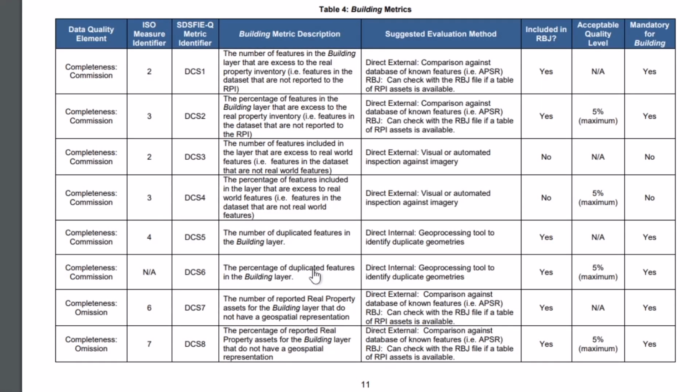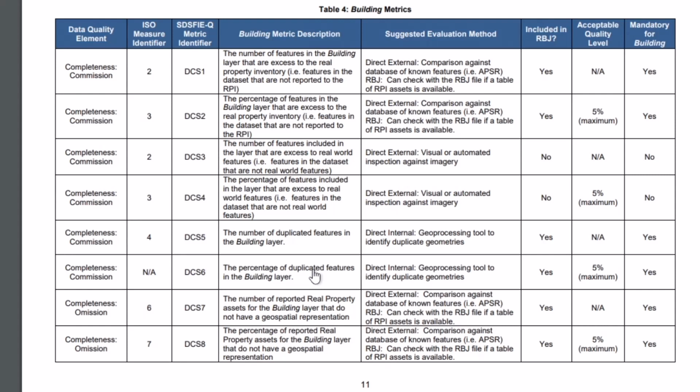For the purposes of this demonstration, we will generate results to create and report out the metrics for DCS5 and DCS6, which quantify the extent to which polygons are duplicated, an error of commission, and DCS7 and DCS8, the extent to which the RPAD records for buildings do not have corresponding polygons in the GIS data, errors of omission. All of the information required to populate the metadata sections for the data quality reports is found here, save for the reported values themselves.